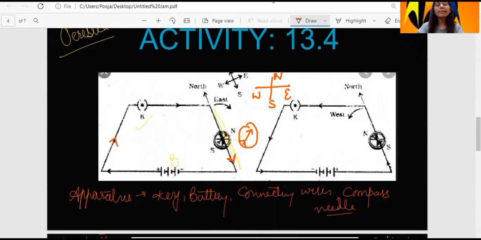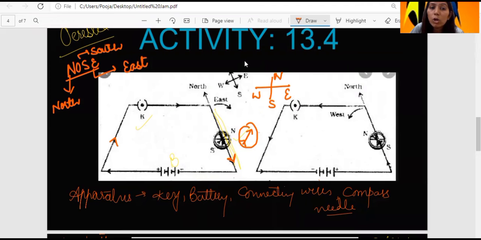What can we say? As this is not a rule, I have made a word, that is NOSE. This is not any rule. From this word, we can say that whenever the current is passing from north to south direction, the deflection of the needle always shows in the east direction. So the current is passing from north to south in this wire, and the deflection will show from north to east direction.